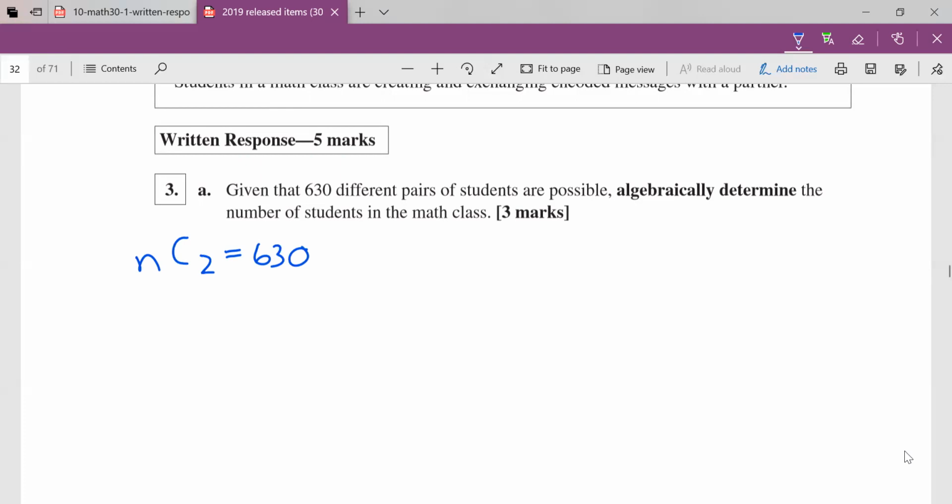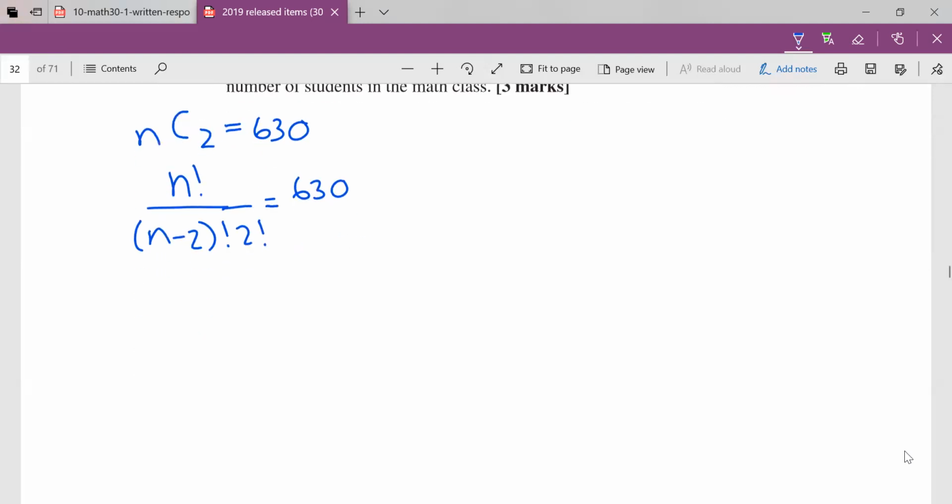Now, algebraically determine. Well, to determine this, I need to go to my formula sheet and use my formula for combinations. Now from here, what I like about these written questions, friends, is that to me, for the most part, they seem rather straightforward. It's just, here's the question, go and calculate it.